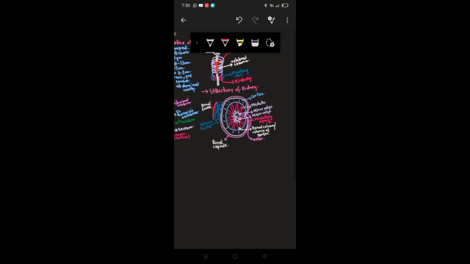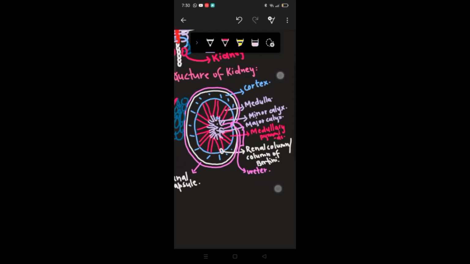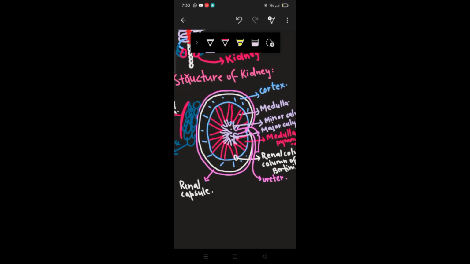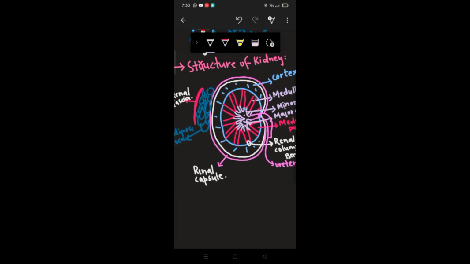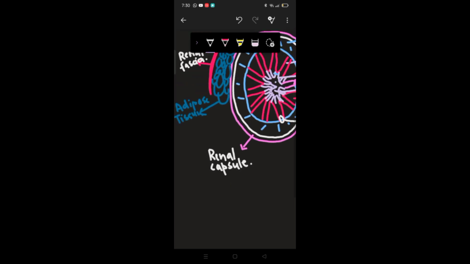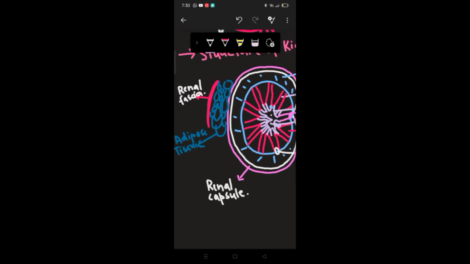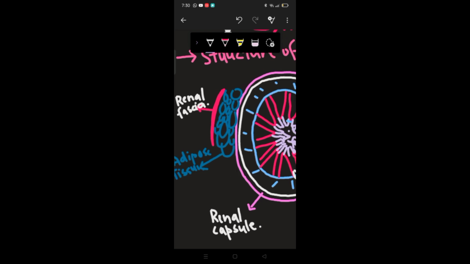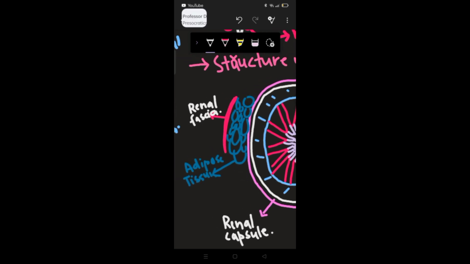So here is the kidney structure, as I can repeat as well. The outer part of the kidney is known as cortex, while the covering of the kidney, the outer layer, is known as renal capsule. Renal capsule is made up of dense irregular connective tissue. Then we do have only three organs which are covered with the adipose tissue. The first one is kidney, second is heart, and third is eyeball. So here you can see adipose tissue. Then the third covering we do have is renal fascia.